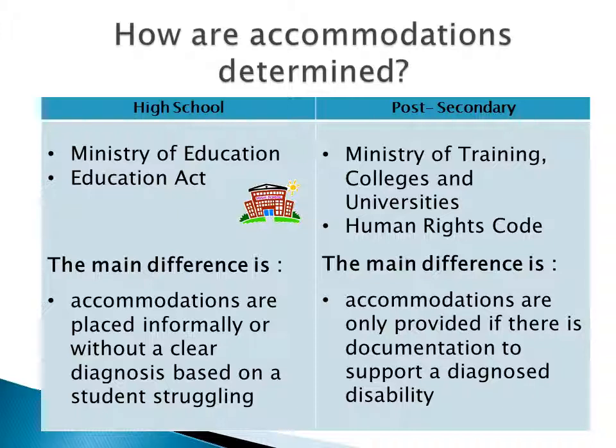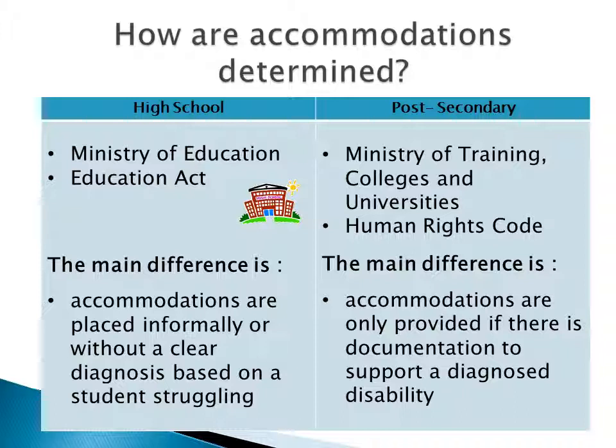If you are registering with Learning Disability Services directly out of high school or college, it is important to understand some differences in how accommodations are determined at the university level. High schools fall under the Ministry of Education and use the Education Act to determine access to accommodations. Universities, on the other hand, fall under the Ministry of Training, Colleges, and Universities, and access to accommodations is based on the Human Rights Code.